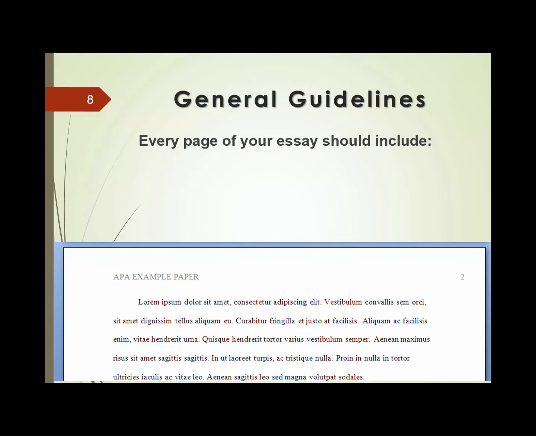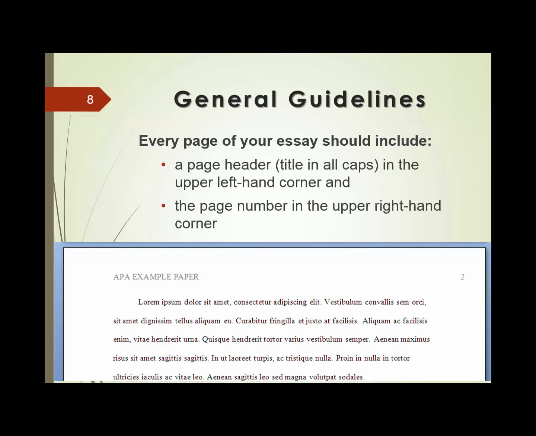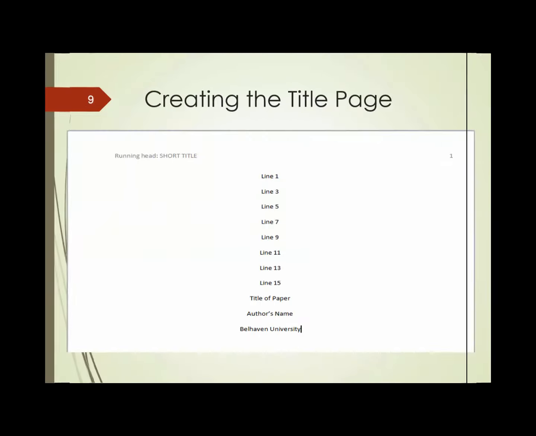Every page of your essay needs to include a page header. This is the title in all caps in the upper left-hand corner, and it needs the page number in the upper right-hand corner. So you can see on this example, APA example paper, all caps in the upper left corner, the page number in the right corner. Notice this is page 2. Page 1 is the title page.